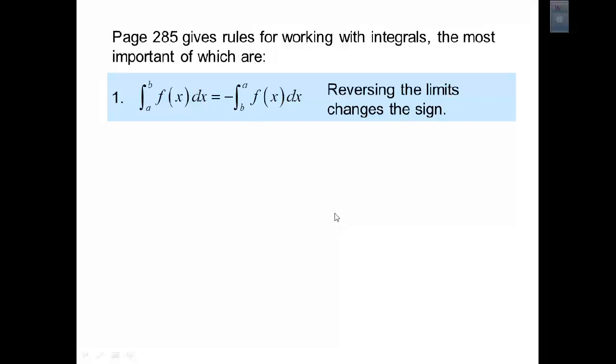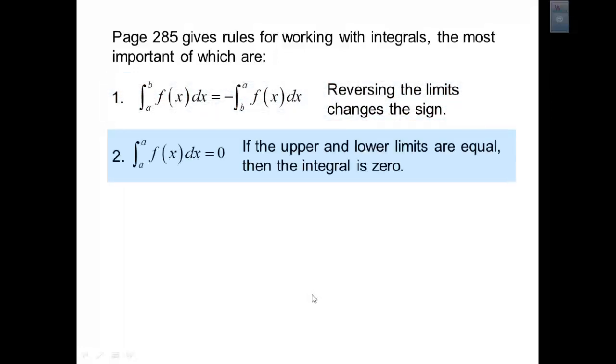Okay, the second one is the fact that we actually used in section 2, it's the integral from a to a of any function is going to be 0. If we start and end at the same point, there is no width, therefore there cannot be any area. So if the upper and lower limits are equal, then the integral is equal to 0.